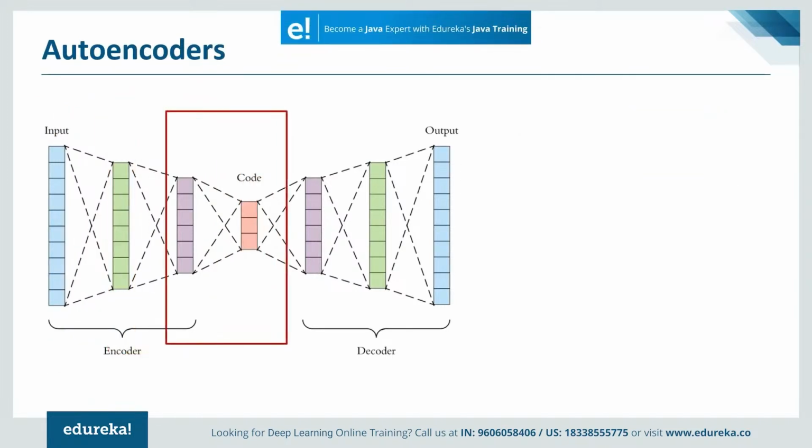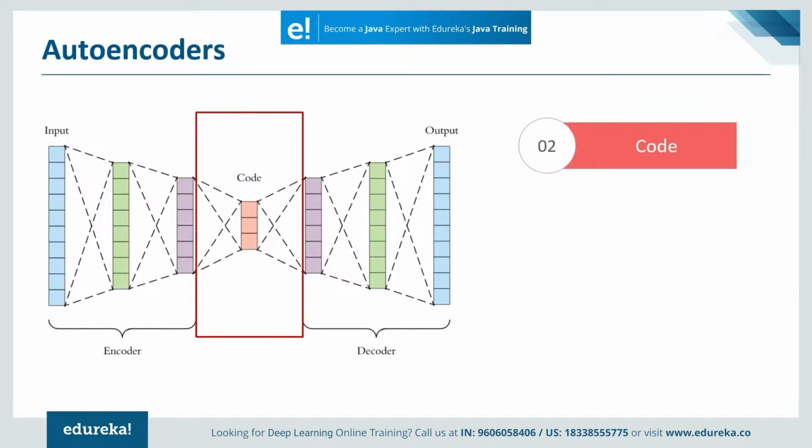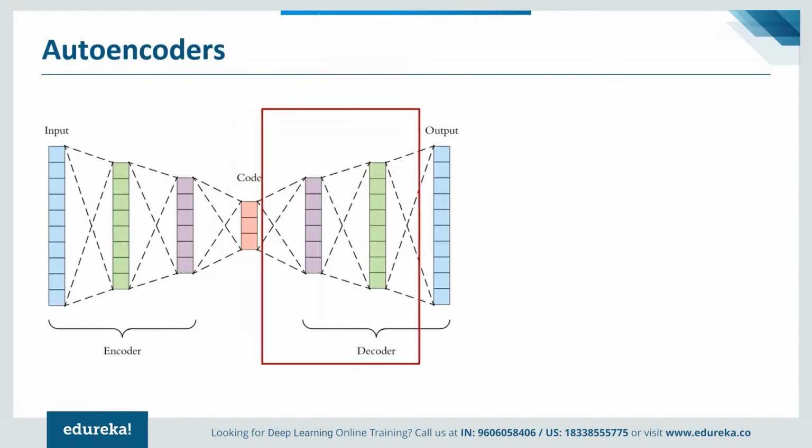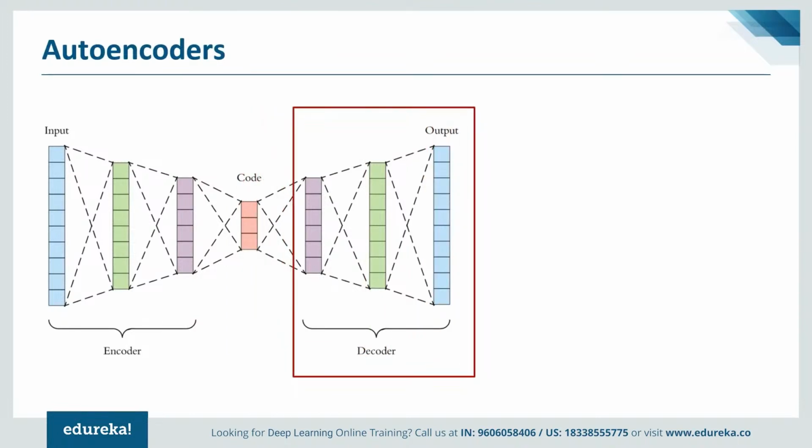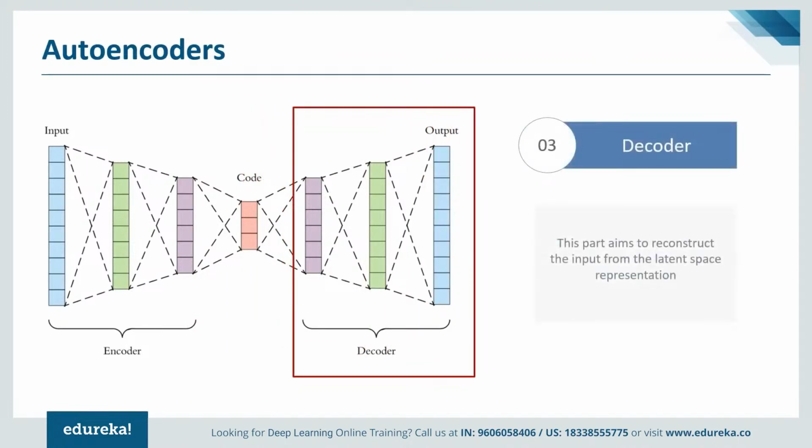The next component represents the latent space. The code is the part of the network that represents the compressed input fed to the decoder. The third component is the decoder. This layer basically decodes the encoded image back to the original dimension.